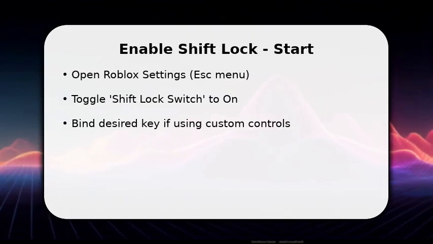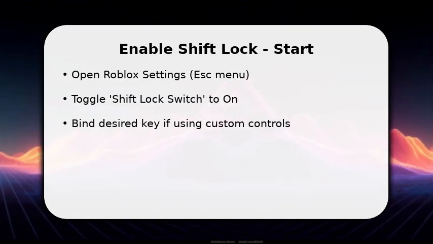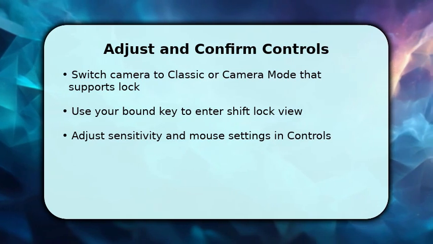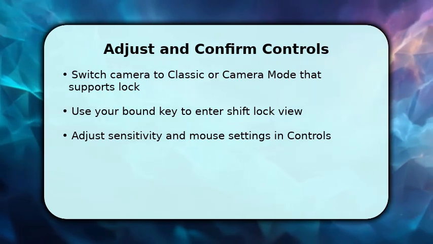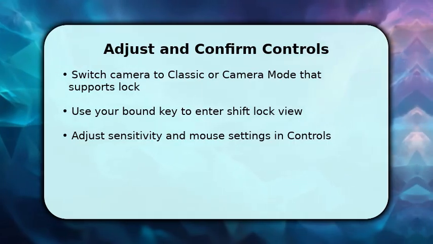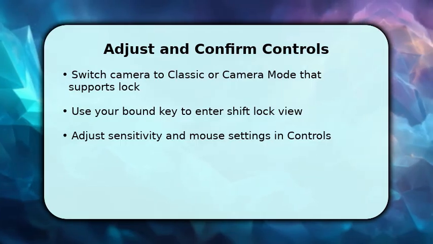You should see the camera snap into third-person locked orientation. Keep moving to refine how it feels. Now you refine the behavior. Make sure your camera mode is set to a mode that supports shift lock, typically classic, or a camera mode that enables lock. Press the shift lock key while moving to confirm the camera locks behind your character.